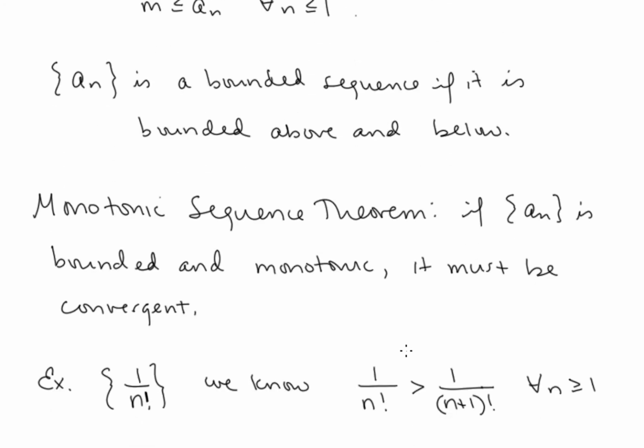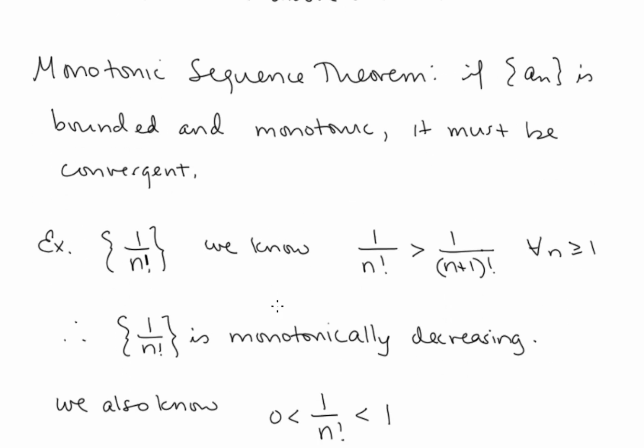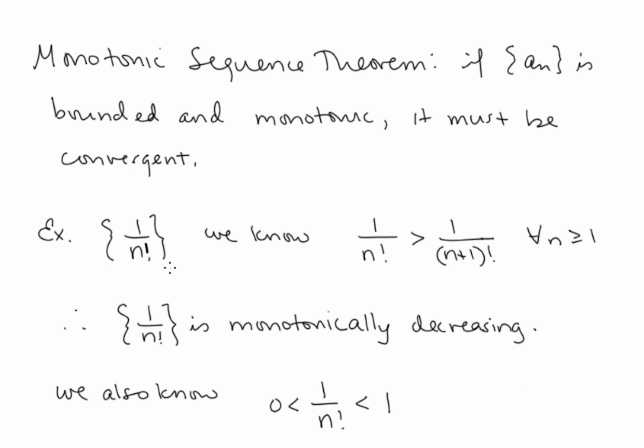And then we have the monotonic sequence theorem that says if your sequence is bounded and monotonic, it must be convergent. In other words, if there's an upper bound and a lower bound, and it's always increasing, it must converge. Or if it's always decreasing, it must converge. So for example, let's take a look at 1 over n factorial.